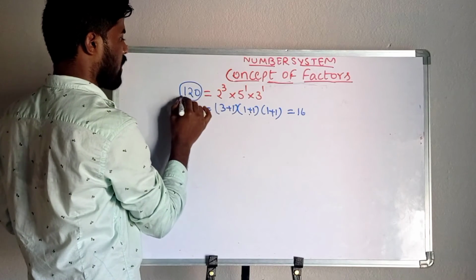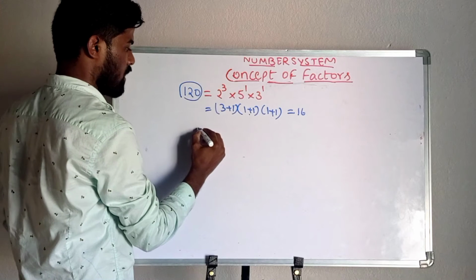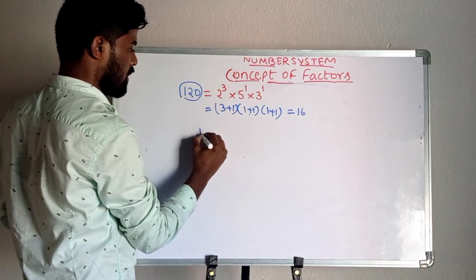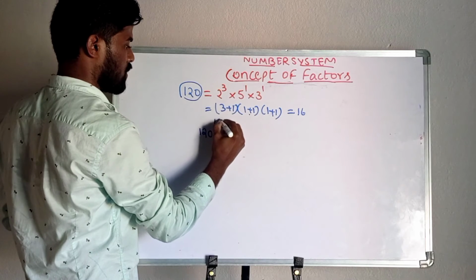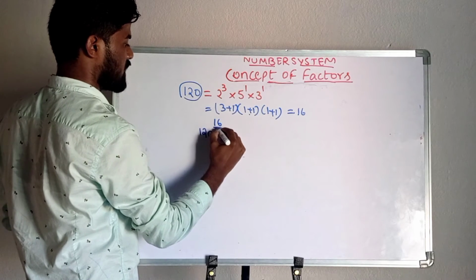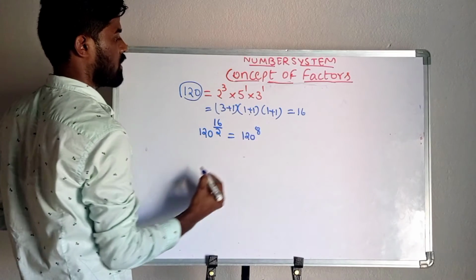Now we will find product of factors. For finding product of factors we have a formula, given number raised to the power of number of factors by 2, 16 divided by 2, which will become 120 raised to the power of 8.